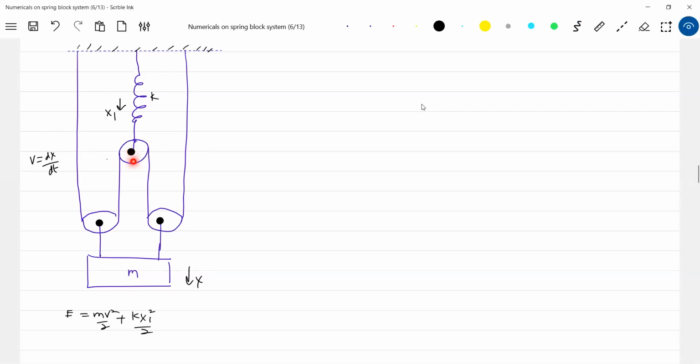Let this move by 1 meter. Here 1 meter will become loose. That 1 meter will be shared, half meter here, so this will move by half meter. If this moves by 1 meter, that 1 meter will become loose and will be taken here, so here it will increase by half meter, half meter.